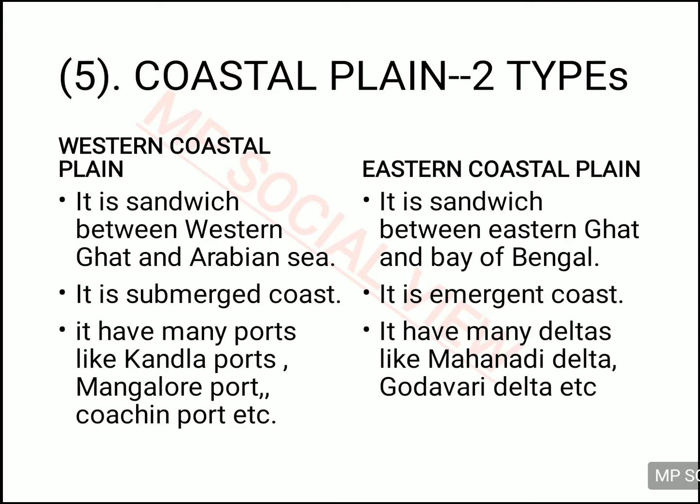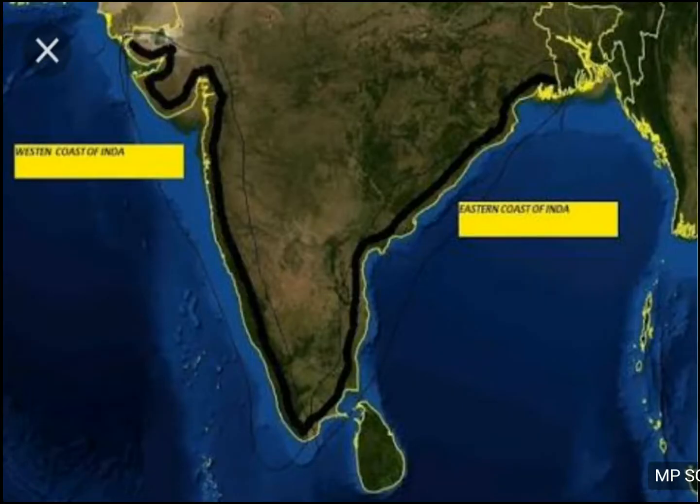On the other side, on the eastern side, many rivers flow on the eastern side of our Deccan Plateau, or the eastern side of our Ghats. They cross the eastern coastal plain, so you can find many deltas in the eastern coastal plain. On the western coastal plain you can find ports, and on the eastern coastal plain you can find deltas.